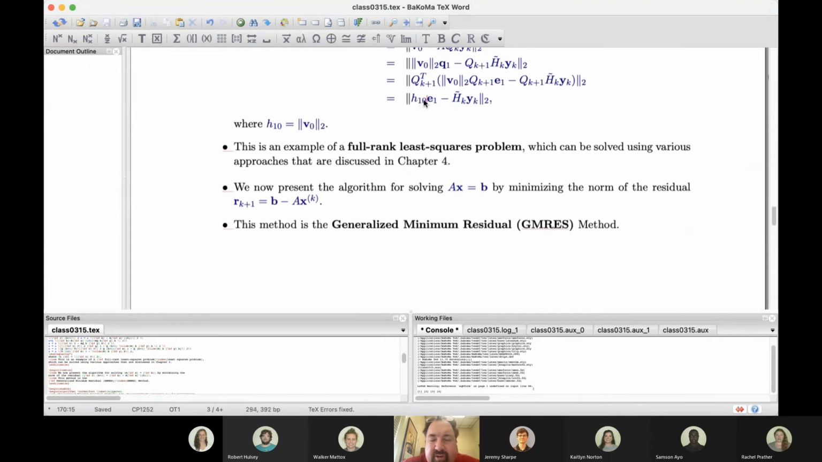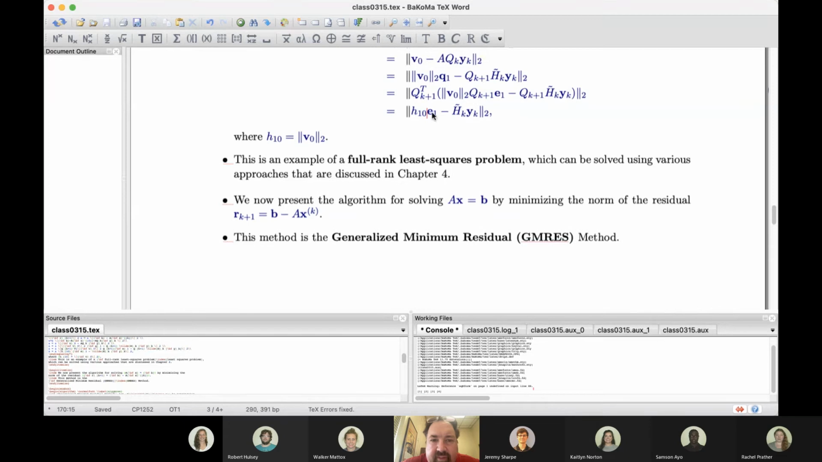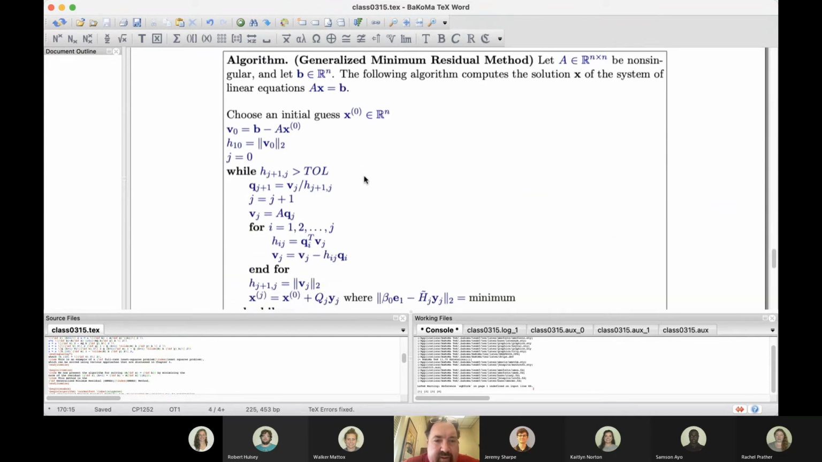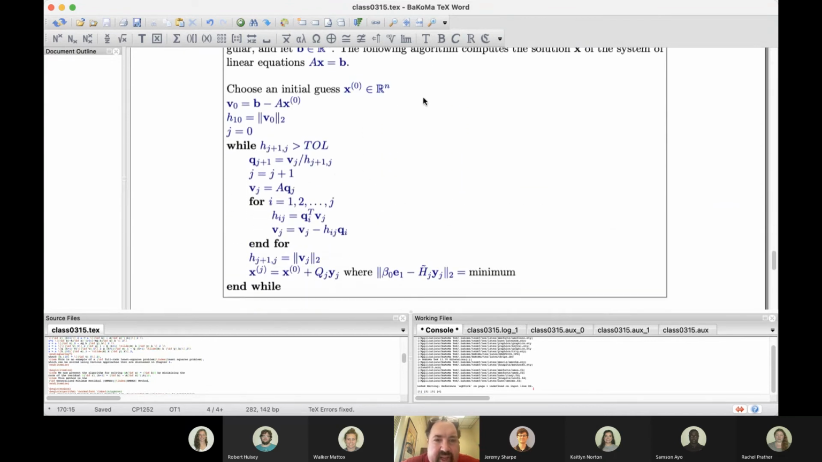Okay, yeah. So H10 is the norm of the initial residual. So we choose an initial guess, get our initial residual, and then start the iteration.